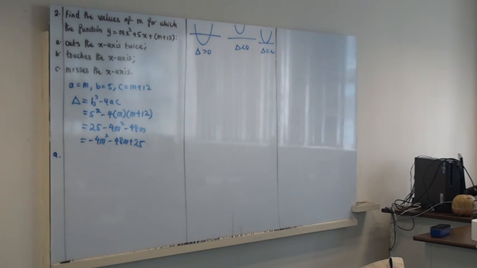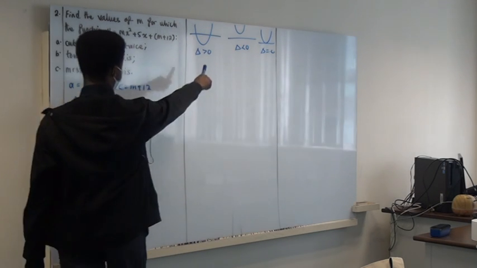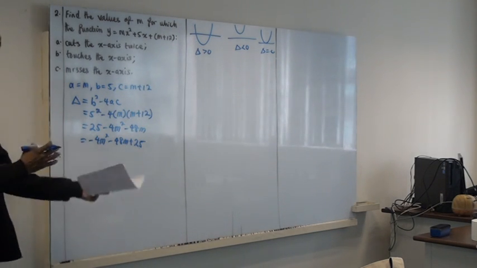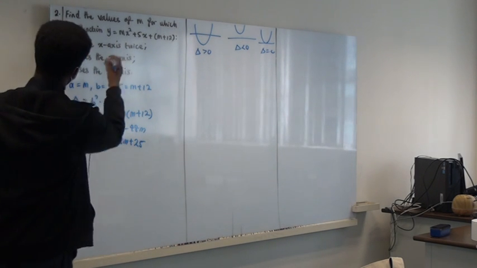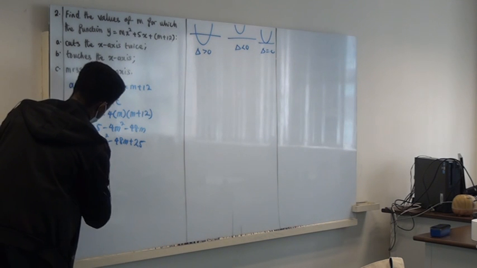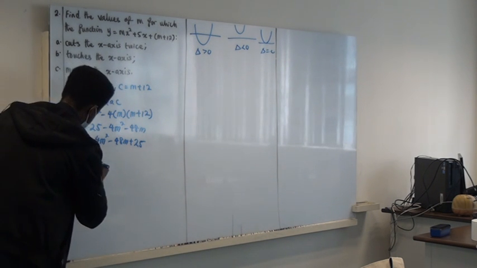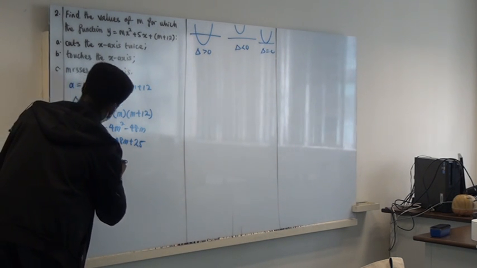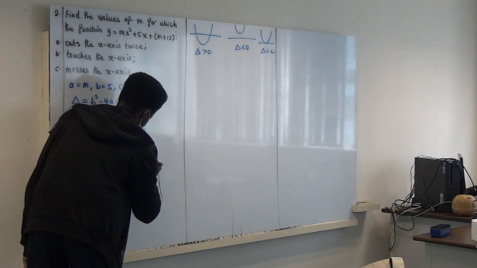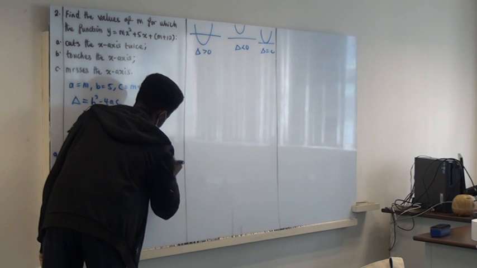When it crosses twice, okay? So again, you are communicating in the language. Find the value for which it crosses twice. And it crosses, or it cuts, right? That's the word. It cuts the x-axis twice.